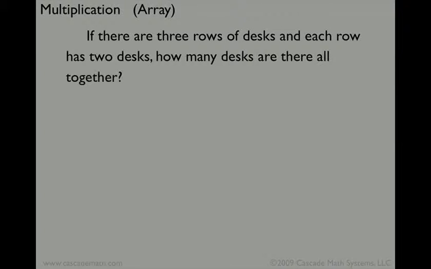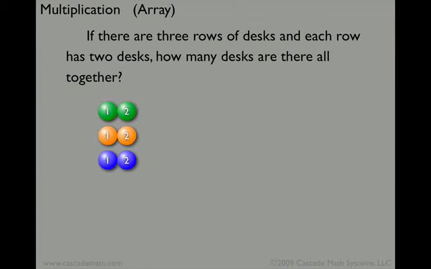This is an array. If there are 3 rows of desks and each row has 2 desks, how many desks are there all together? I'm going to use 2 balls to represent the number of desks in each row. And since there are 3 rows, I'm going to have 3 sets of 2.